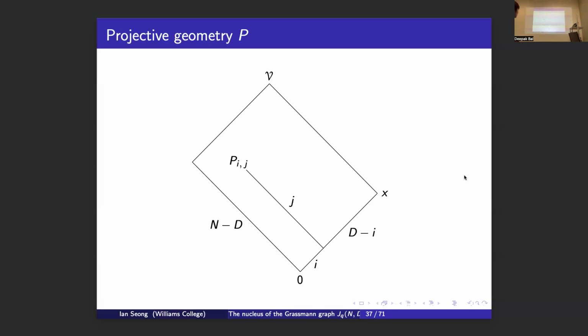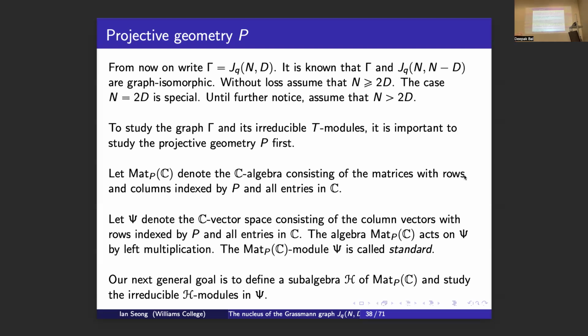Okay, so now the question is, why do we do this? What is the point of having the projective geometry in the nice rectangular picture? And the answer is, this is going to be a nice way to represent the irreducible T-modules in the Grassmann graph. Okay, so let's go through some more preliminaries before we actually talk about the irreducible T-modules.